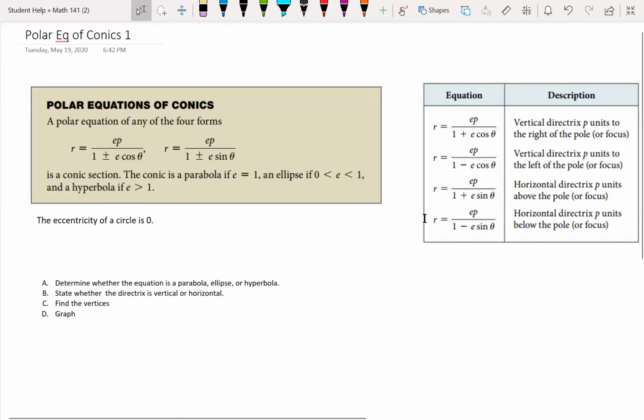But just so that you know, even though we've only talked about a directrix in terms of a parabola, there's actually one in a hyperbola and an ellipse as well. It's just not part of the graph that we've drawn.